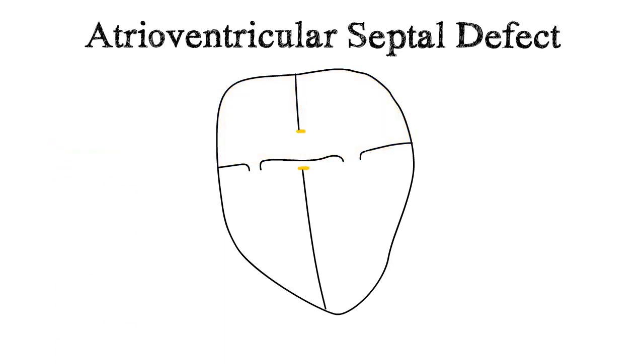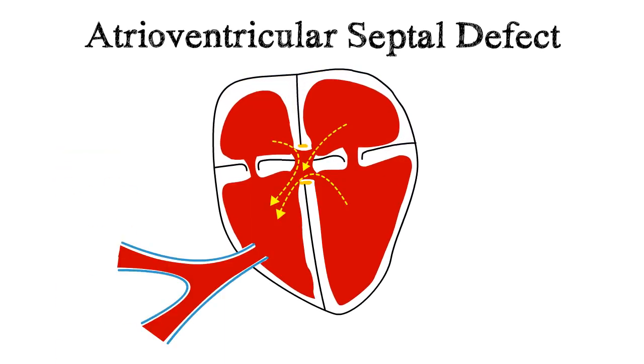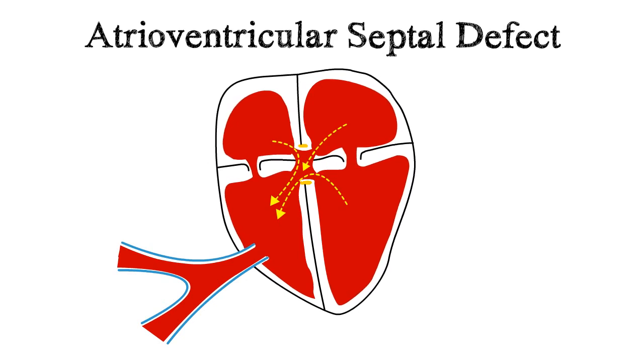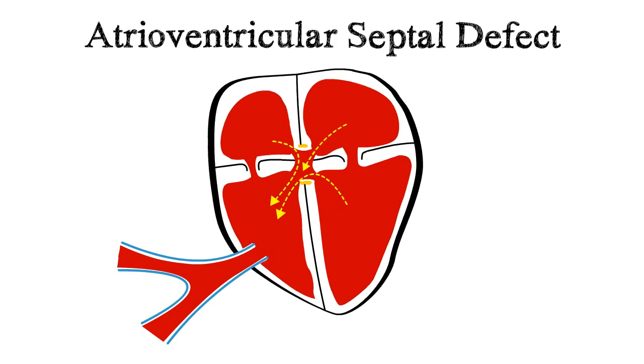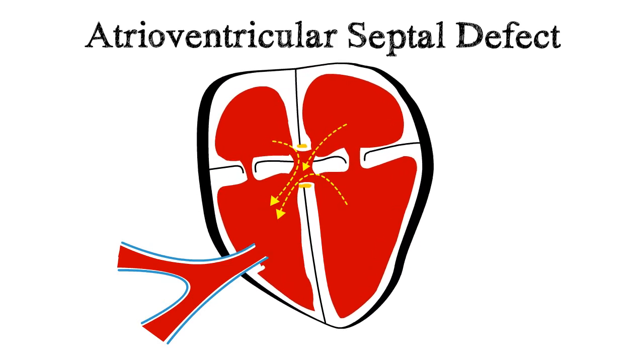In both partial and full AVSD, if the hole is small, it does not have a significant impact on the heart. However, if the hole is large, the heart has to work harder, which causes the heart muscle to thicken and the heart to get bigger.